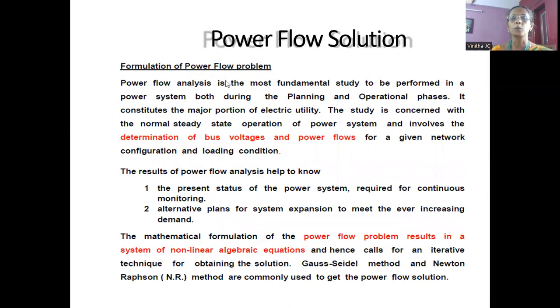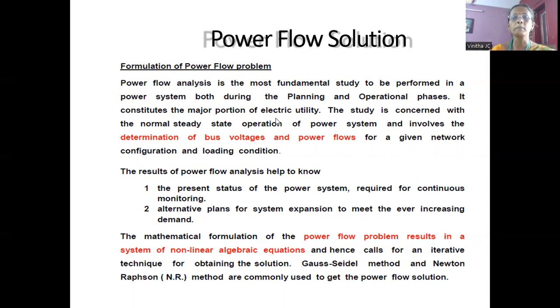Formulation of the load flow problem. The load flow problem is the most fundamental study to be performed on a power system, both during the planning and operational phases, and it constitutes the major portion of electric utility work. Power flow analysis is done under balanced conditions.